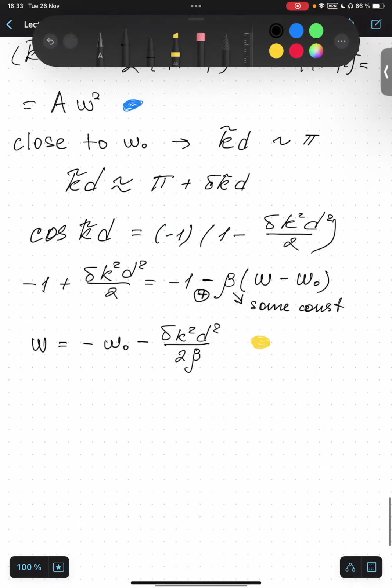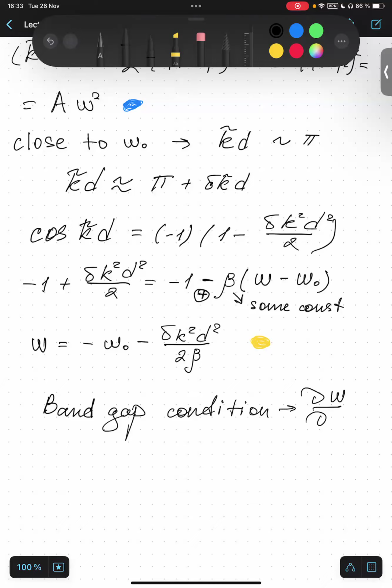So from this we can write the band gap condition. Band gap, well, obviously it is d omega over dk equal to 0. This is the band gap condition.